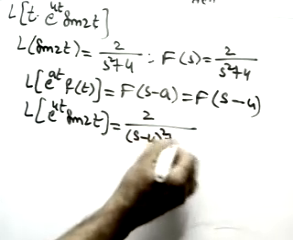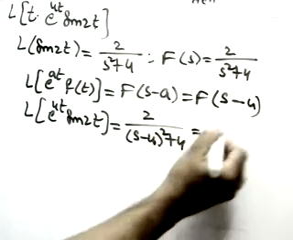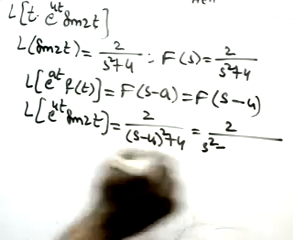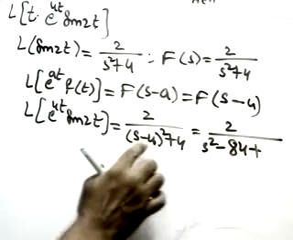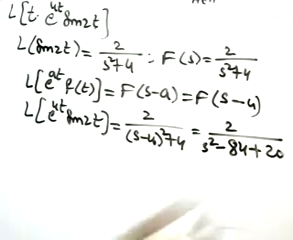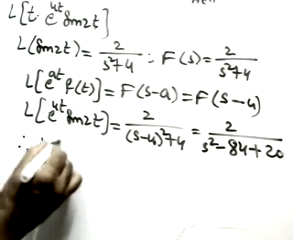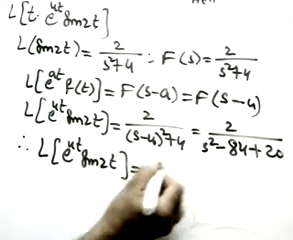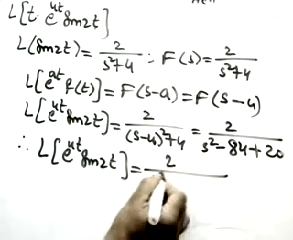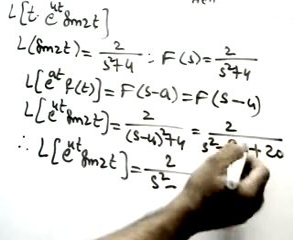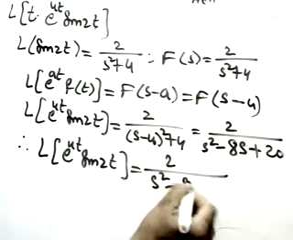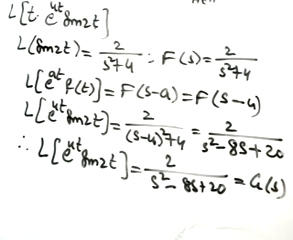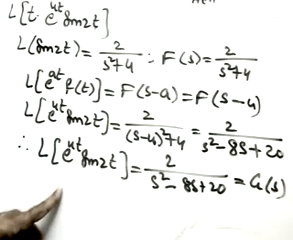So 2 divided by, in place of s, s minus 4 whole square plus 4. Let me expand this one. This is 2 divided by, a minus b whole square is a square minus 2ab plus b square: 2 4s are 8, into s, 8s, plus 4 square 16. 16 plus 4 is 20. So now the second step is finished. E power 4t sine 2t equals 2 divided by s square minus 8s plus 20. Let me suppose this as G of s, because now one more method we have to do.